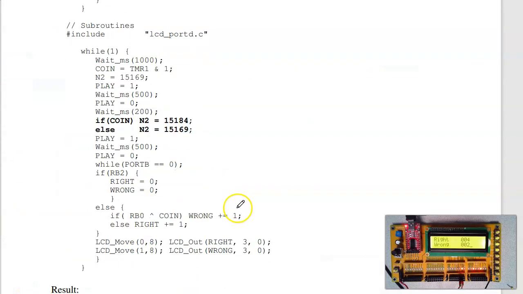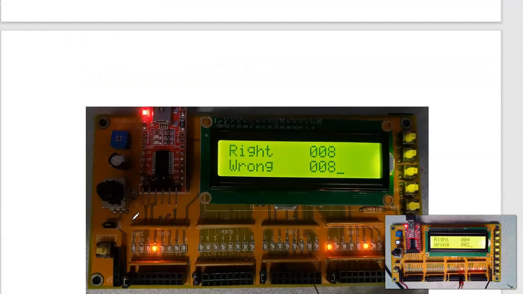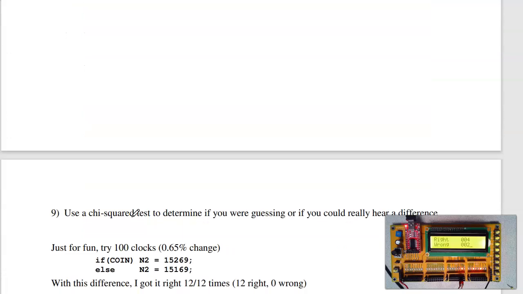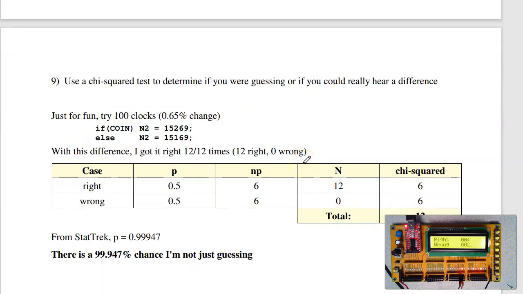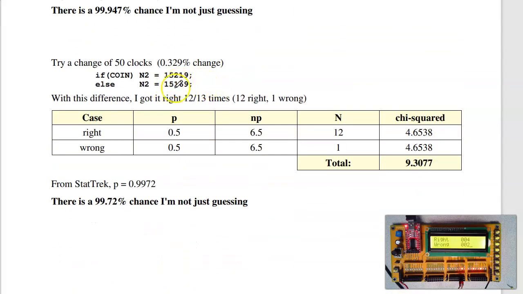But I can tell when I do a chi-squared test. Am I really guessing, or can I really tell? Well, when I tried it, I was right 8 times, wrong 8 times. This last one I was 4 and 2. Keep going for a while. This is going to tell me that I'm just guessing. Half and half. Just for fun, this was not part of the homework set. Let's try some differences. Suppose the difference is 100 clocks, 0.65% change. When I did that, I was right 12 times, wrong 0, saying I can definitely tell the difference of 100 clocks, 0.6%. Can I tell the difference of 50 clocks?